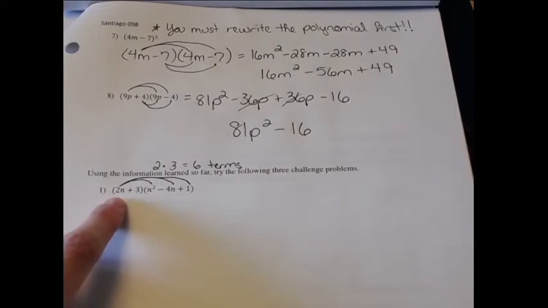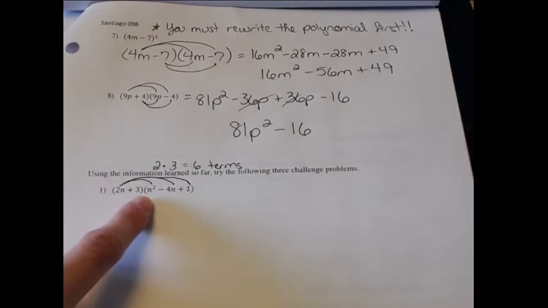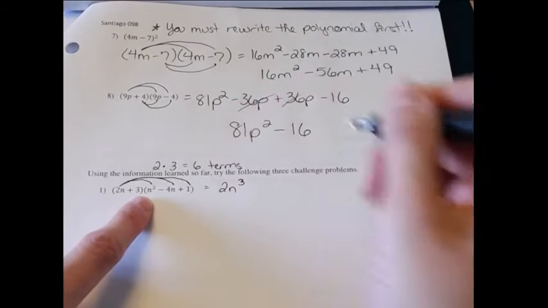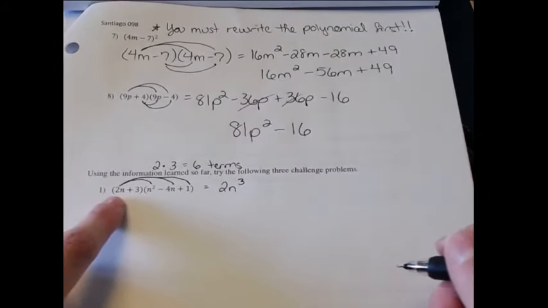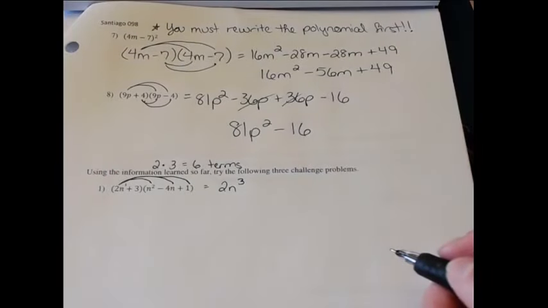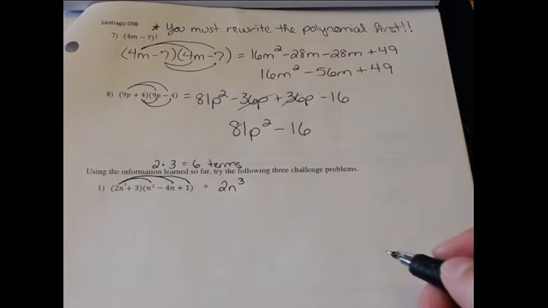So we have 2n times n squared. That's going to give us 2n to the third power. Remember, keep the base, add the powers. This is a 1. 1 plus 2 is 3. Also, think about the way it sounds. 2n to the first times n to the second. Well, you have 3 of them all together, 2n to the third.